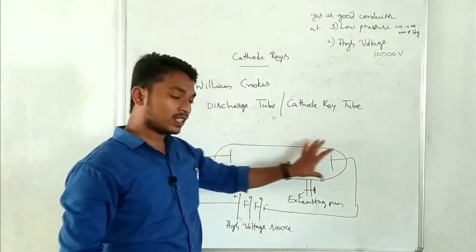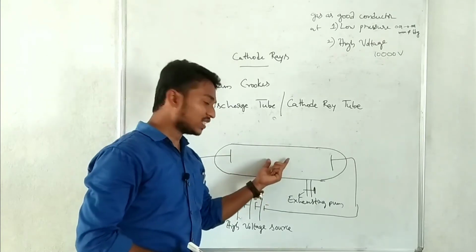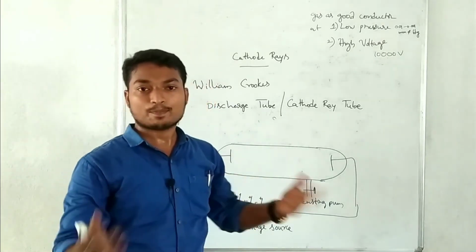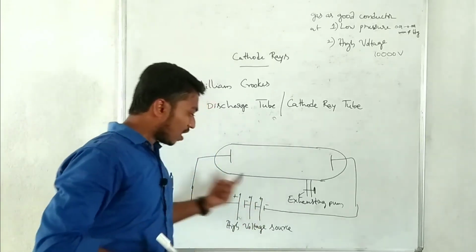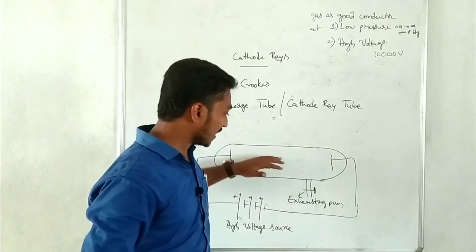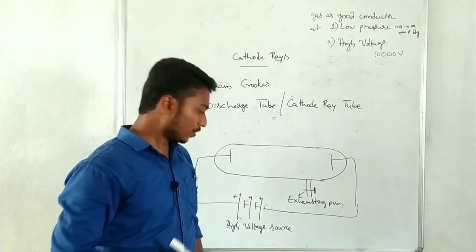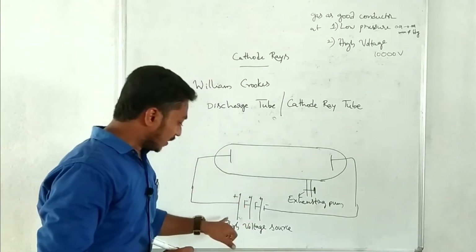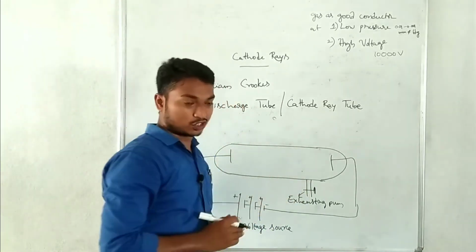Now this tube is with gas in normal condition, so the gas is acting as a bad conductor of electricity. By applying high voltage and low pressure, this gas can act as a good conductor of electricity. If you observe, the high voltage source gives the high voltage to the discharge tube.